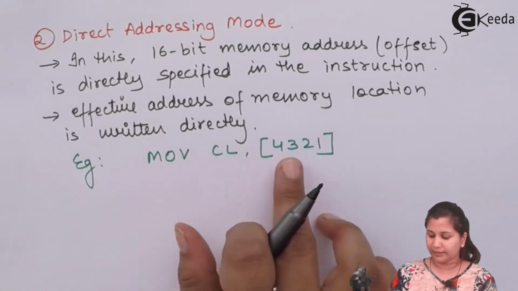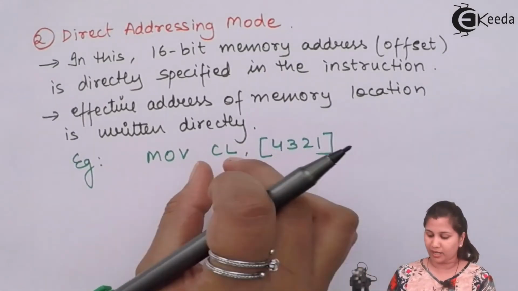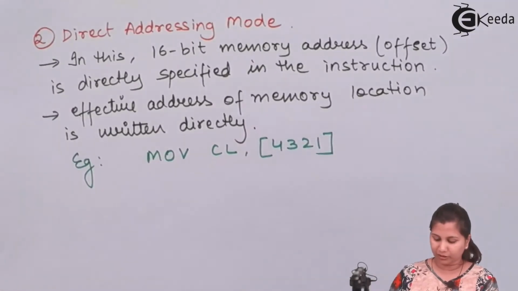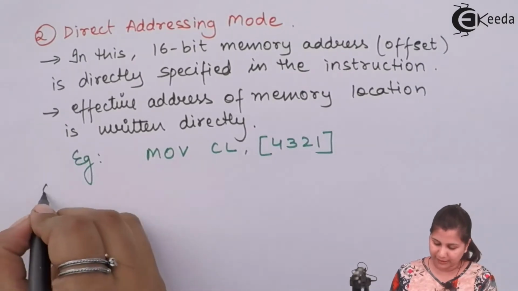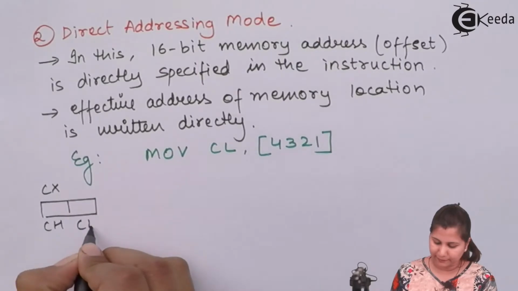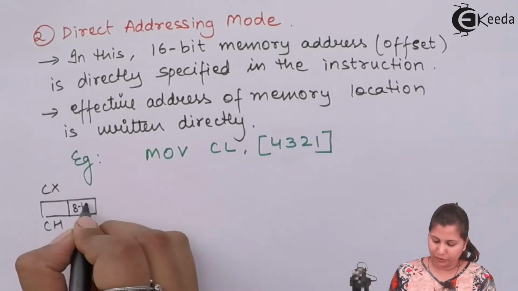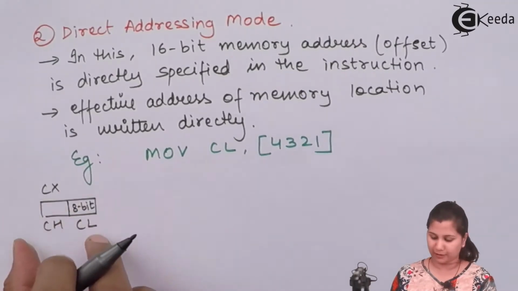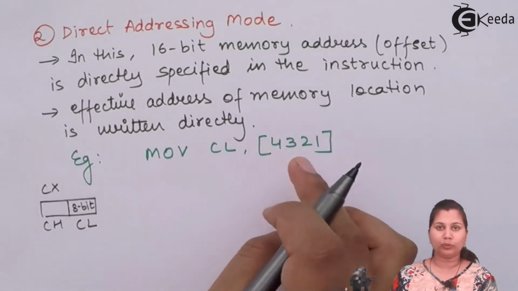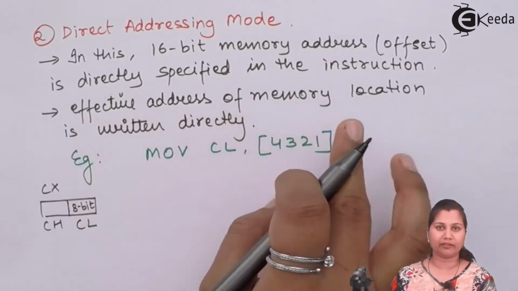So here the contents of this 4321 memory location are transferred to the CL register. Here we have the count register, which is CX, divided into two, CH and CL. So CL will hold 8-bit data, because CX is a 16-bit register. Now this 4321 is the 16-bit memory address, or we can say it is the effective address of the memory location.